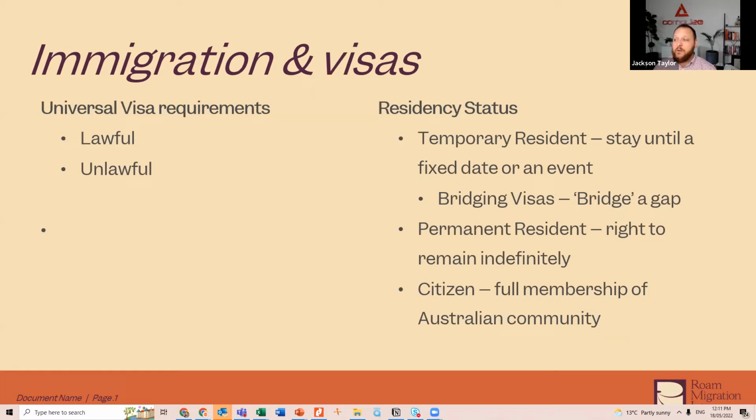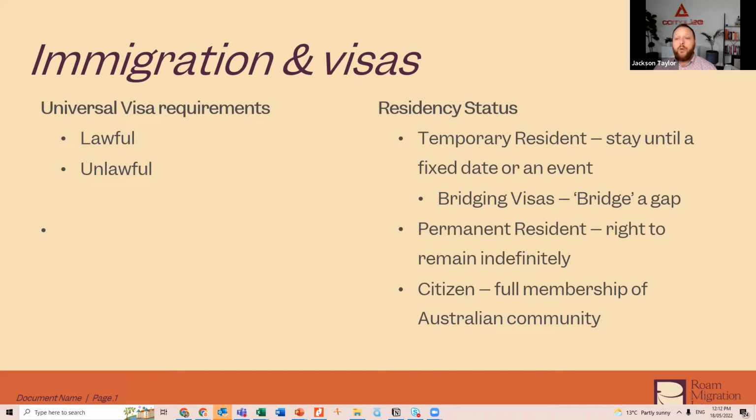Now, bridging visas in the Australian system are designed to bridge a gap between, say, when you've applied for a visa, you're in Australia, you hold a visitor visa, you apply for a 482 work visa. Even if the visitor visa expires, you will continue to hold a bridging visa through that period until a decision is made on your 482 visa. Now, in many cases, bridging visas are automatic in these sort of circumstances, and that's designed to make things as smooth as possible. But on other occasions, you may need to actively apply for a bridging visa.